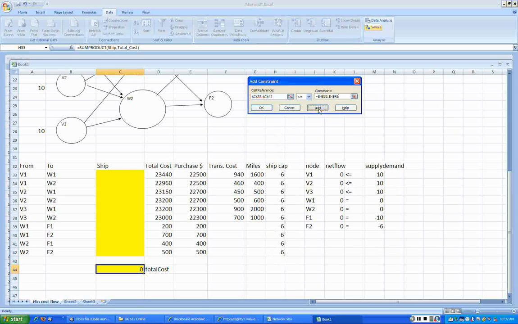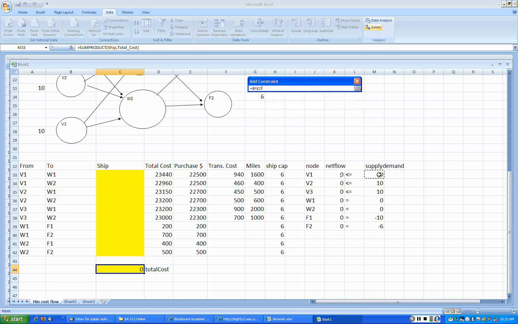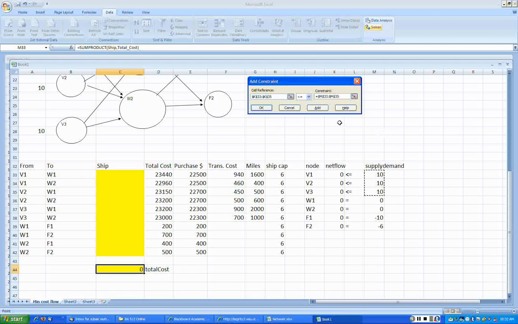Then add the constraint. That constraint is this net flow. The first three are less than or equal to, so block these three. The amount that goes out of the vendor should be equal to or less than their capacity. Add. Then the next set are equality constraints.